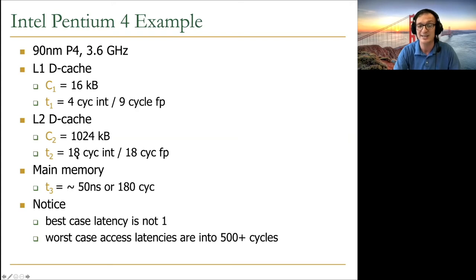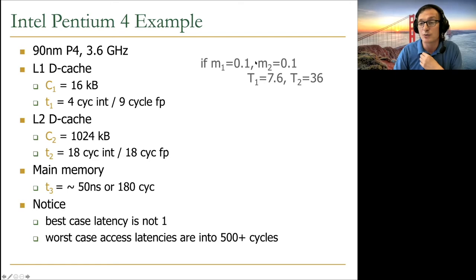Very interesting, right? Main memory, we're going to assume that the intrinsic access time is 50 nanoseconds or 180 cycles. And this is very optimistic, by the way. Usually, main memories are much longer. So notice that best case latency is not 1, it's 4. The intrinsic access time of L1 cache is 4, basically. Very interesting, right? And worst case access latencies can be up to 500 plus cycles, which we're going to talk about. But let's take a look at this equation.